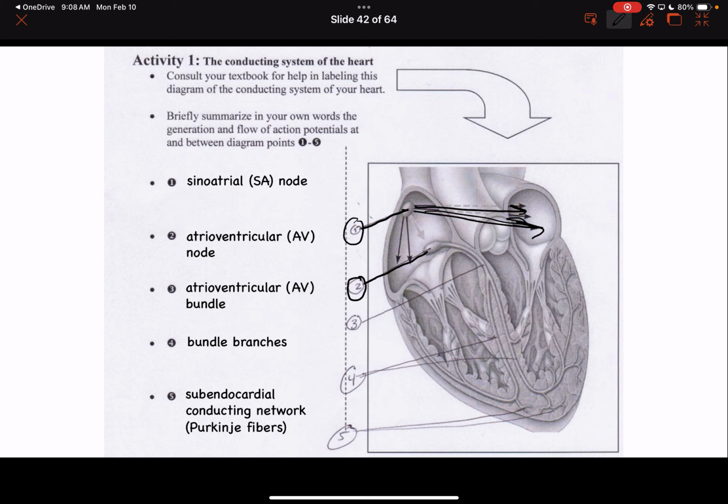And then after the AV node, we have the AV bundle right at the beginning of the interventricular septum. And then they separate into 2 bundle branches that go to the right and left ventricles. And then the Purkinje fibers are down at the apex and up the side of the ventricles. You can see them extending up here. Those are all Purkinje fibers.